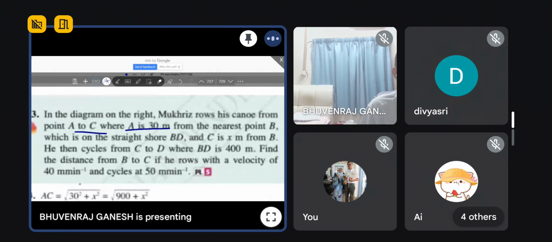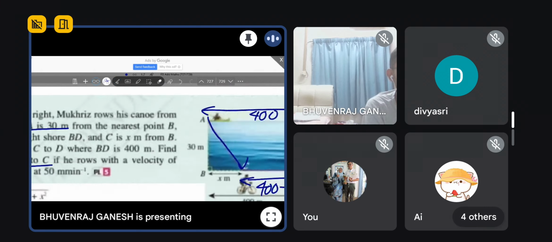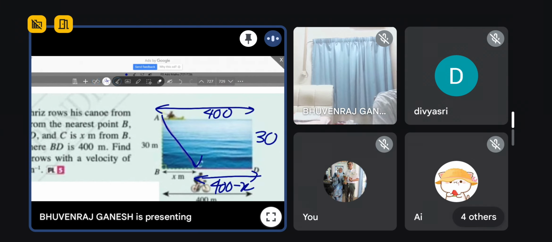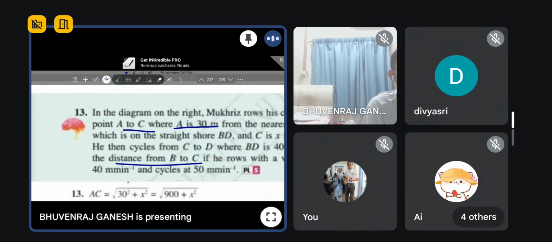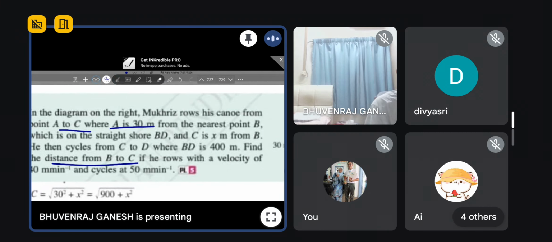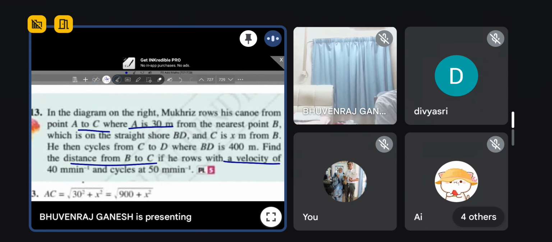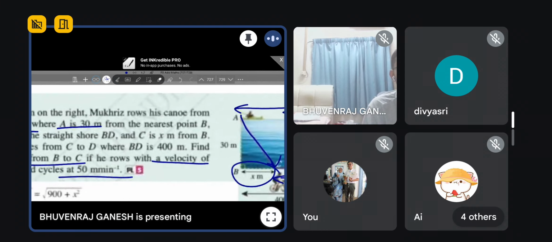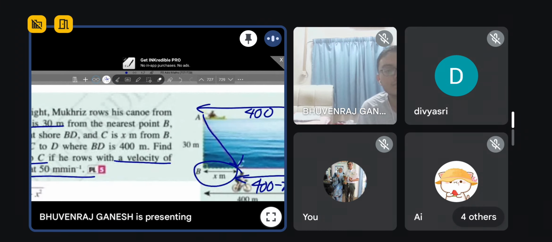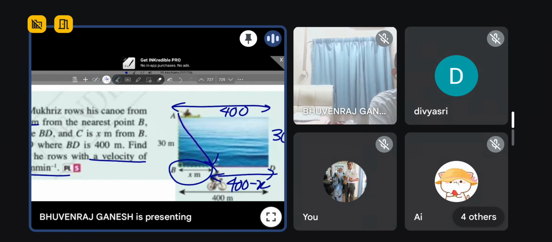Now the question is, find the distance from B to C. Distance B to C means your X. The question is, find X. So they give you the information. Velocity is 40 meter per minute. Cycling is 50 meter per minute. So basically, it's going to travel like this in the hypotenuse.